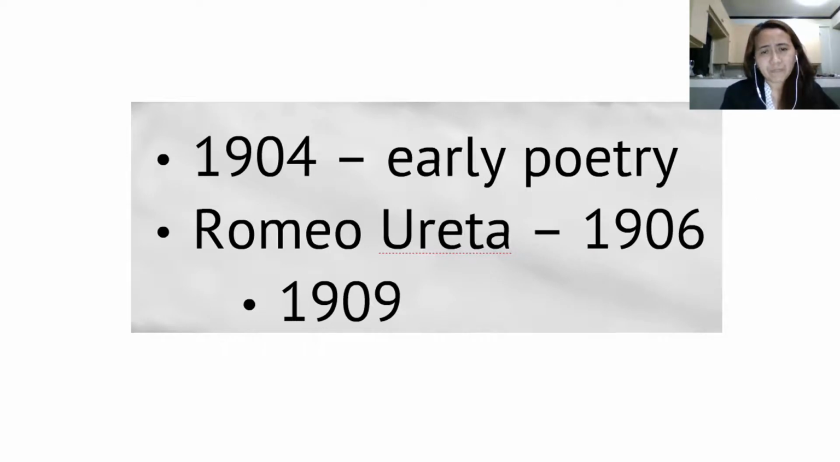These are some important dates in Gabriela Mistral's life, especially when she was just beginning her career. In 1904, that was the year when she started working on her poetry. Two years after that, she met the love of her life, Romeo Oreta.